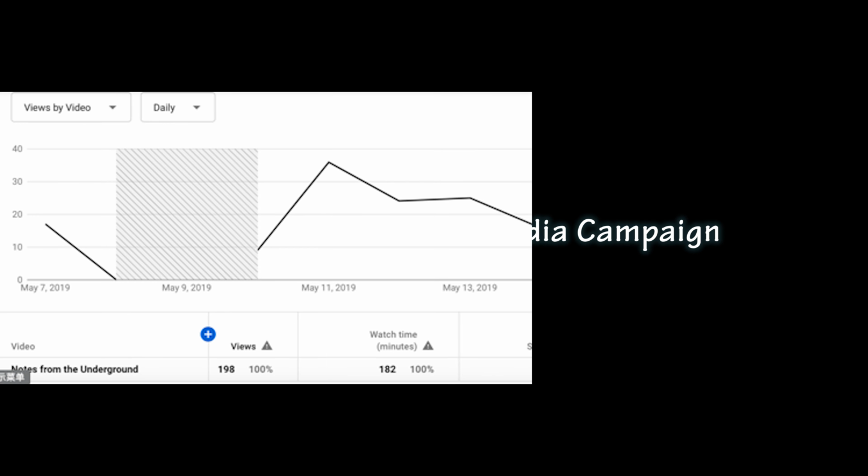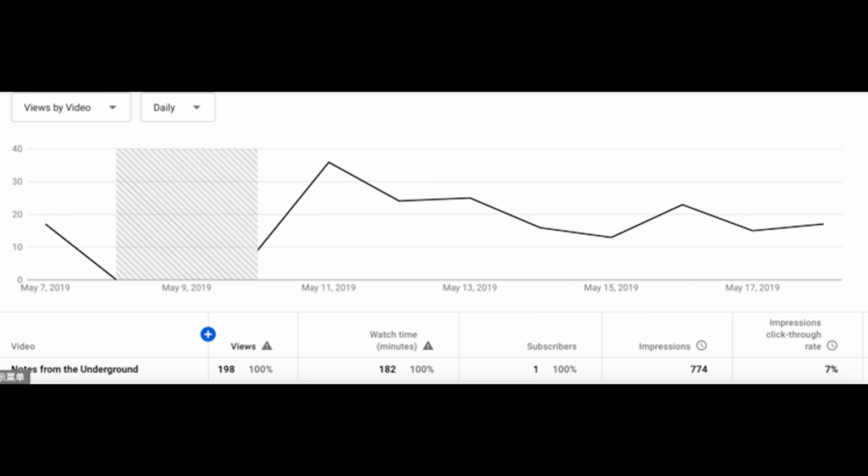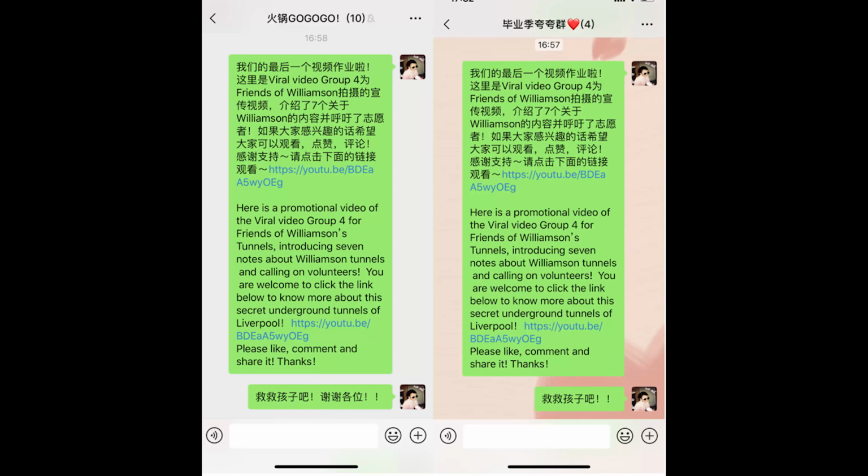Number 6, adjust the social media campaign. To adjust the social media plan in time, we followed the trends of the audience all the time. When we promoted the Notes from the Underground, we found the viewer count stopped at a low count. Thus, we added a new road promotion and also sent the share links directly to friends on the social media platforms. Number 7, key influencers.